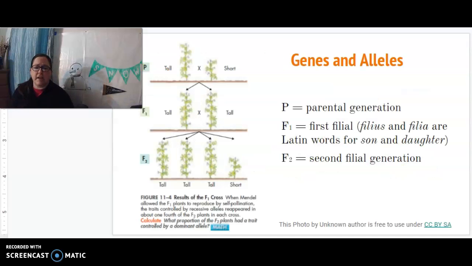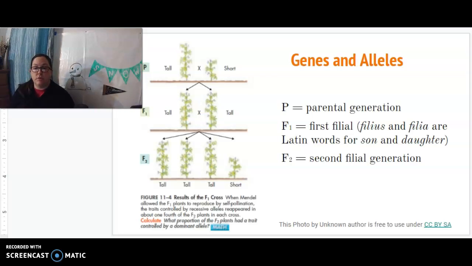So for each trait he studied, to his surprise, all of the offspring had the characteristic of only one of its parents. So we've got a tall and a short plant, they're crossed, and then all of the offspring are tall. That's only one characteristic. And so it seemed that the other trait disappeared. And then he went on to cross some more and he realized that they didn't disappear.